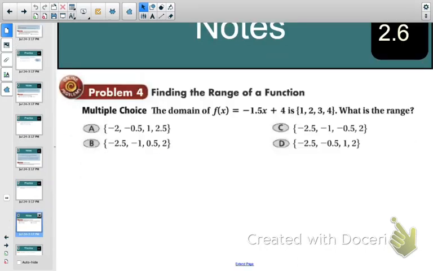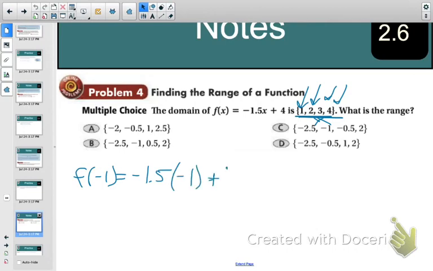But same problem. Okay, this one, it gives you a domain of this function, f of x equals negative 1.5x plus 4. So it's just giving you the domain, which remember is your x values. So these are your x's. What is the range? So to find the range, we just need to plug in each domain value. So I'm going to plug in 1, then 2, then 3, then 4. So f of negative 1 equals negative 1.5 times negative 1, plus 4. So that's going to be negative times negative is positive 1.5 plus 4, which is 5.5.